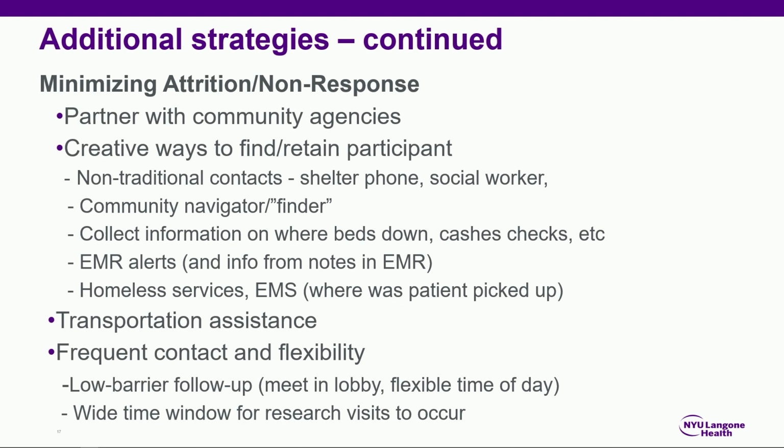We already mentioned the non-traditional contacts. There's a study that Josh Lee does with the criminal justice system where they have a navigator who goes into the community and has lived experience to help find people. And so in that kind of model, you ask things like, where does somebody bed down? Where do they cash their checks? Where might they go? And just really be creative with how you might think about things.